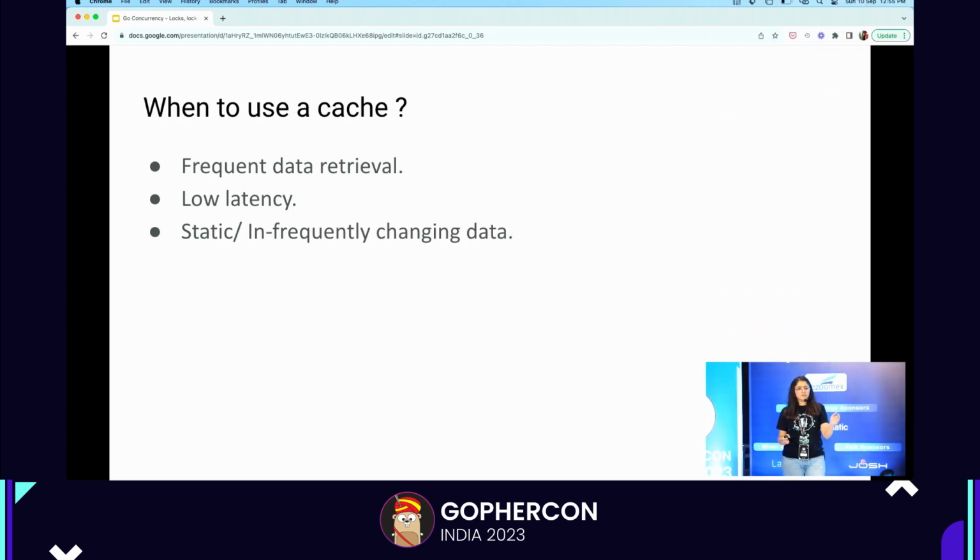So speaking more about the scenario, that would give us more context. When to use a cache: our use case would be something similar to when we have frequent data retrieval. We need low latency. We cannot afford a network call or a database call for that. And our data is generally not changing. So it is a read heavy load mostly, with fewer writes comparatively.